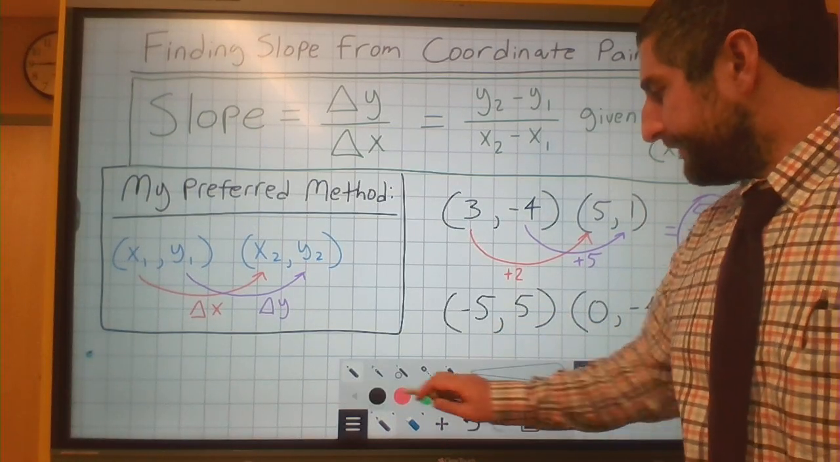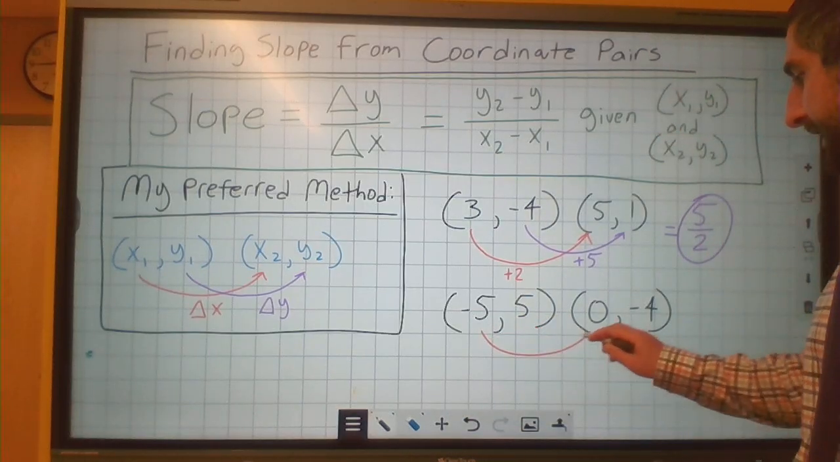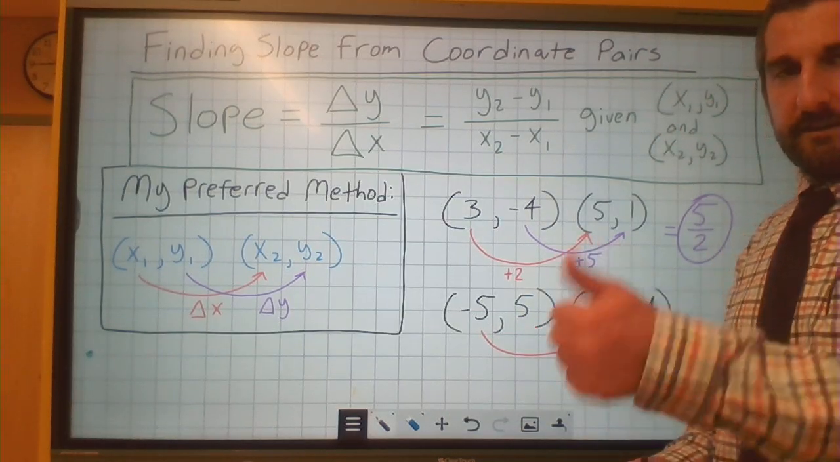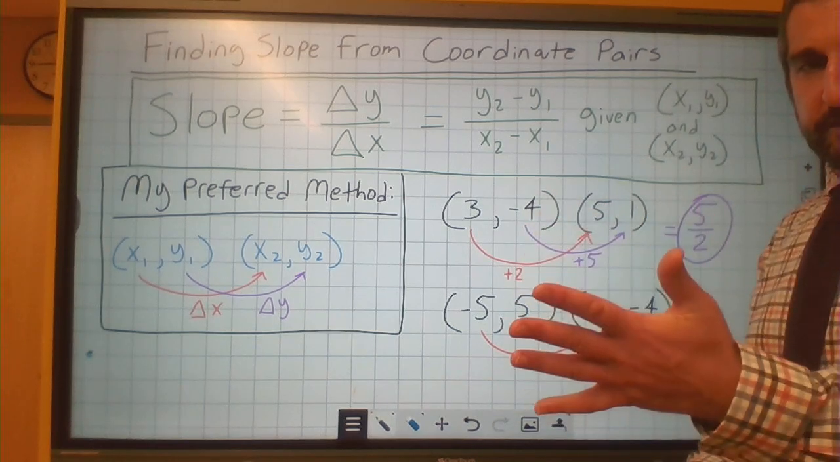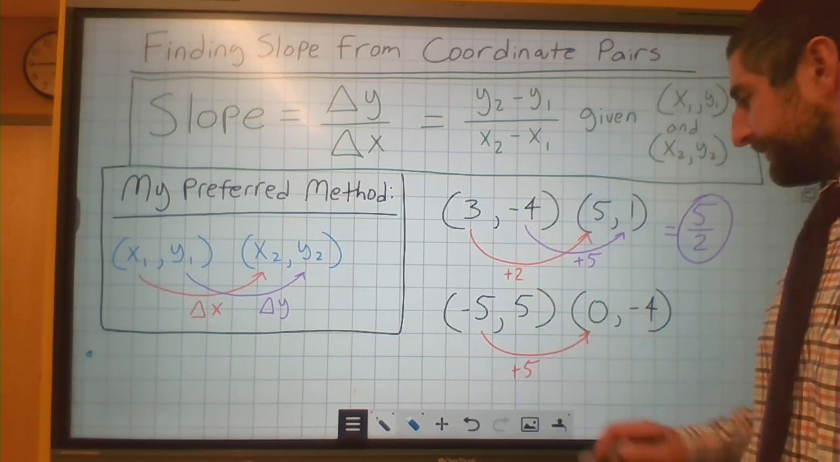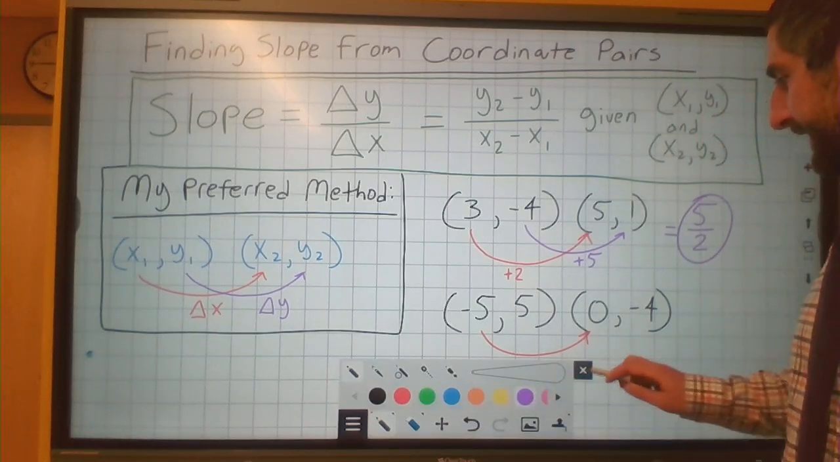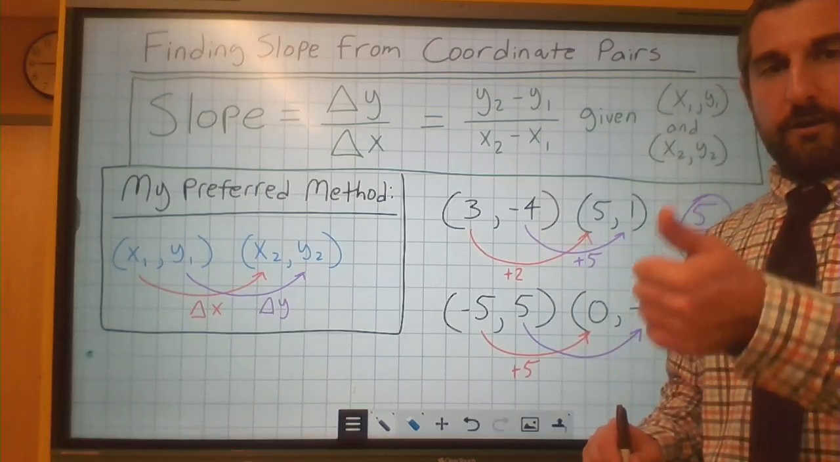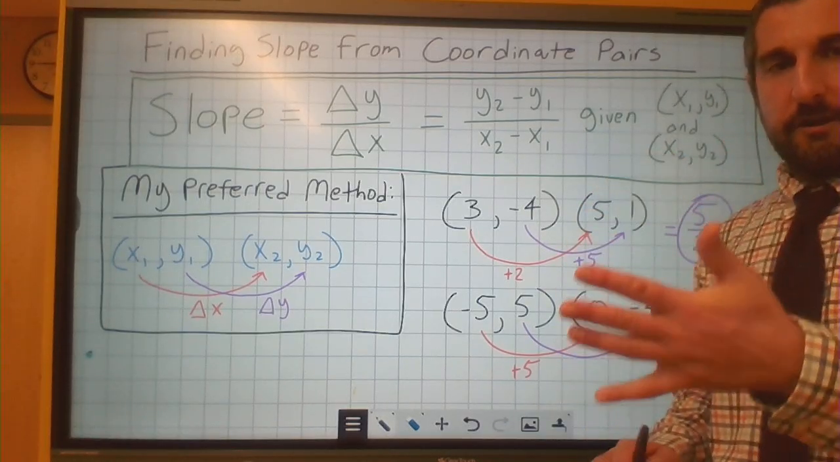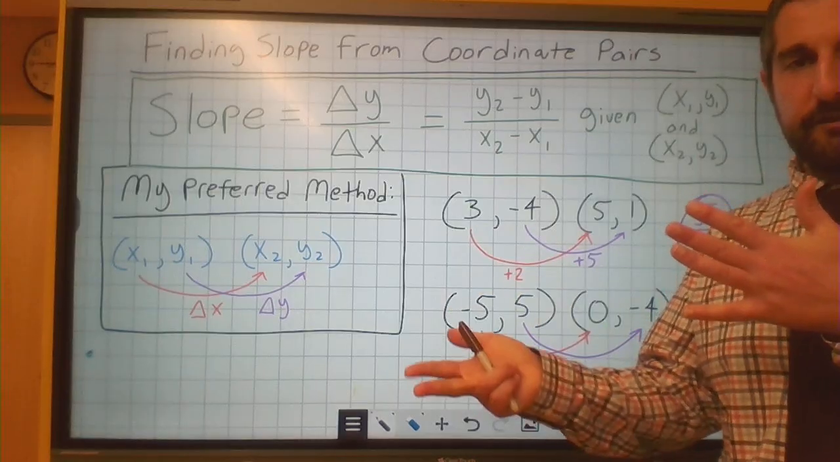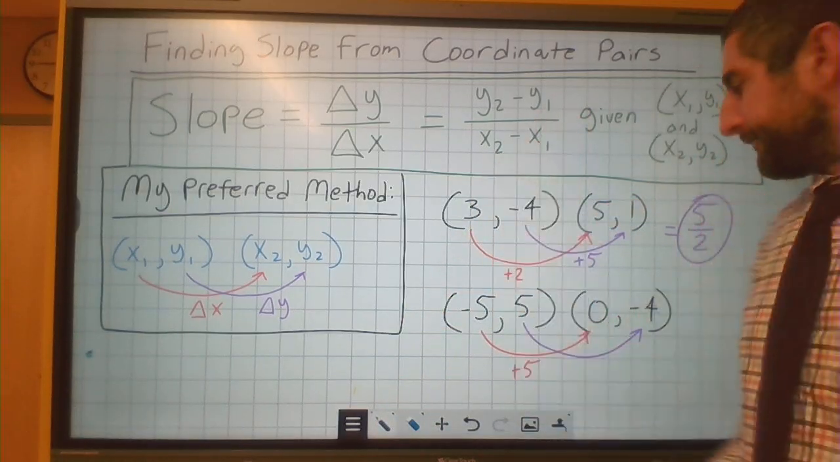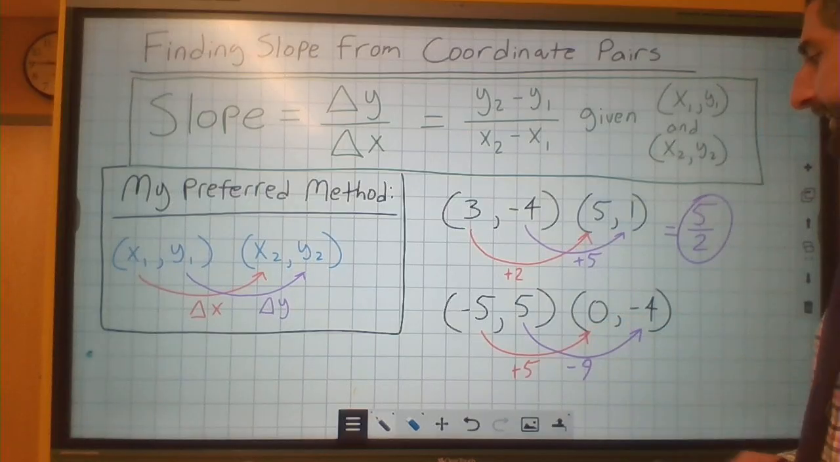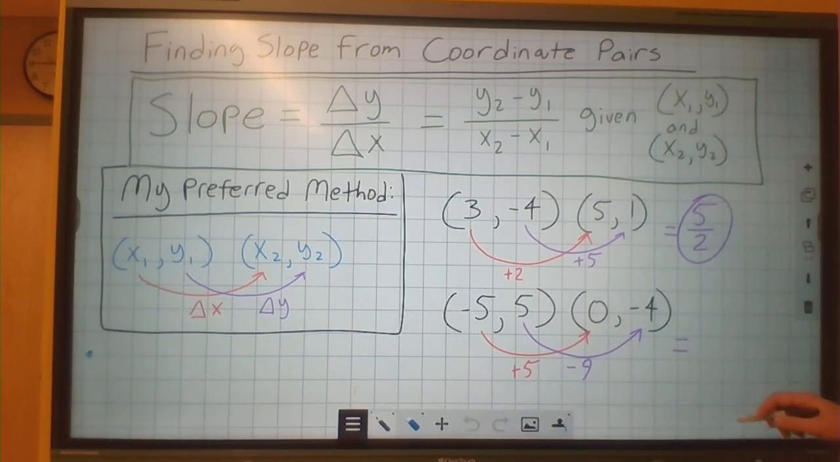For the bottom one, if I start with the x value again, I'm going from -5 to 0: -4, -3, -2, -1, 0. That's +5. And then from 5 to -4, I'm going to count down. 4, 3, 2, 1, 0, -1, -2, -3, -4. 9. I went down 9 in order to get from 5 to -4. So I end up with -9/5 for my slope.